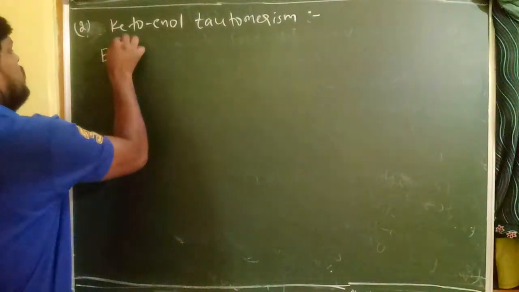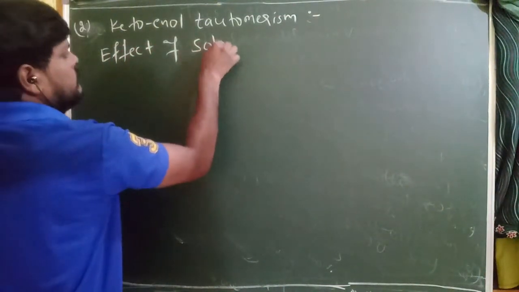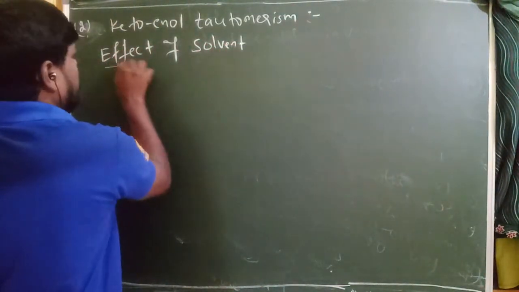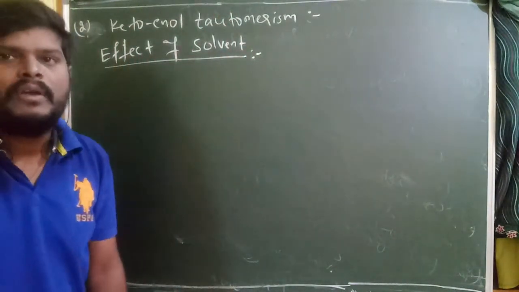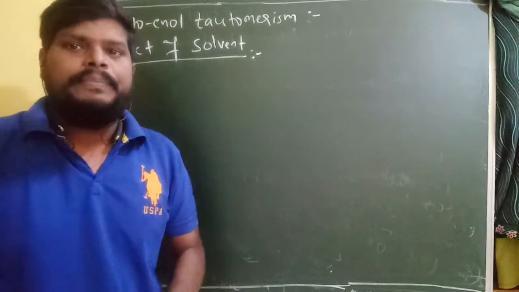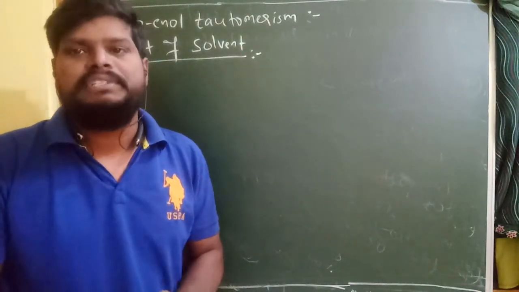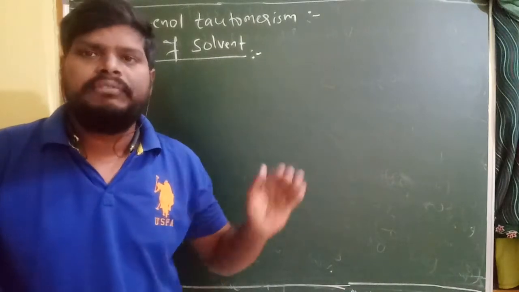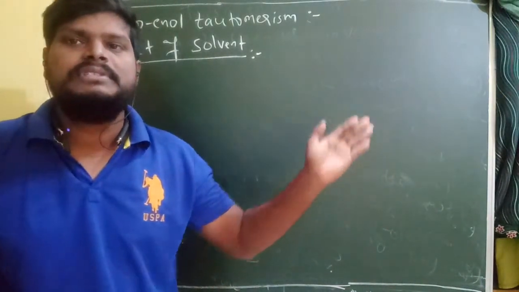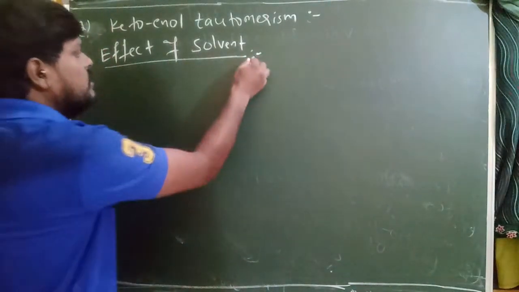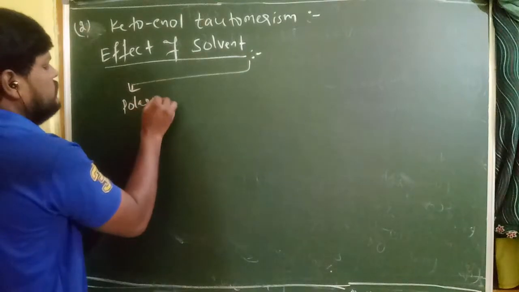Effect of solvent in keto enol tautomerism. Generally, the effect of solvent mainly depends on the solvent nature. So generally we will see two types of solvents. One is polar solvents and another one is non-polar solvents, right? So this is polar solvent.